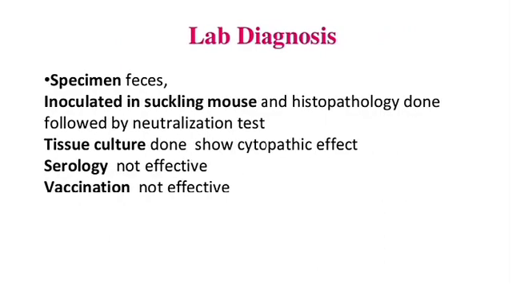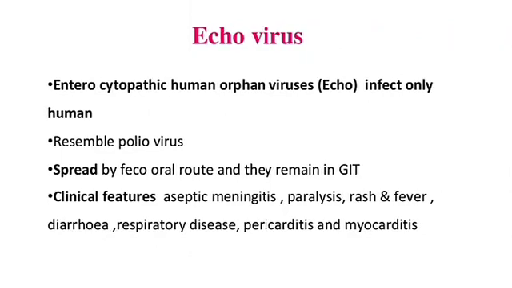Lab diagnosis. The specimen is the feces. They are inoculated in the suckling mouse, and histopathology is done, followed by the neutralization test. Tissue culture is done, which shows the cytopathic effect. Serology will not be effective. Vaccination is not effective here.